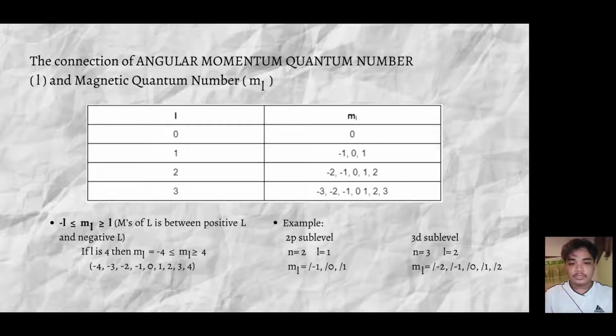So here are other examples. 2p sublevel has an n of 2 and an l of 1. So its m sub l can either be negative 1, 0, and positive 1. Another one is 3d sublevel, which has an n of 3 and an l of 2, which means its m sub l can either be negative 2, negative 1, 0, 1, and 2.